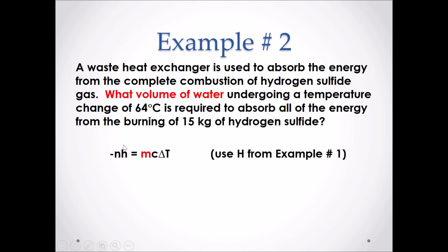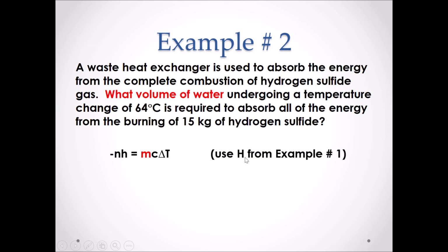This is a heat lost, heat gained type of question. So we have the combustion of hydrogen sulfide, which will be losing energy and is a potential energy change. It will equal energy gained by the water, which will be a kinetic energy change. And we are looking for m, the mass of water.